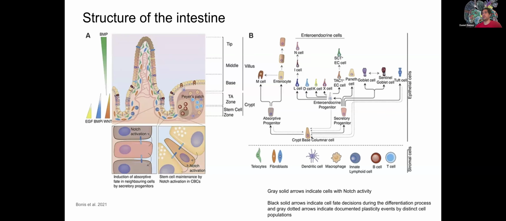And then here's a cartoon depiction of what the structure of the intestine looks like, where we can see the villi and the crypt, and going down, we have the tip, middle, base, TA zone. TA is for transit amplifying zone, and then the stem cell zone. And in the Peyer's patch, we have the different immune cells. You can see T cells, B cells, macrophages, and dendritic cells.